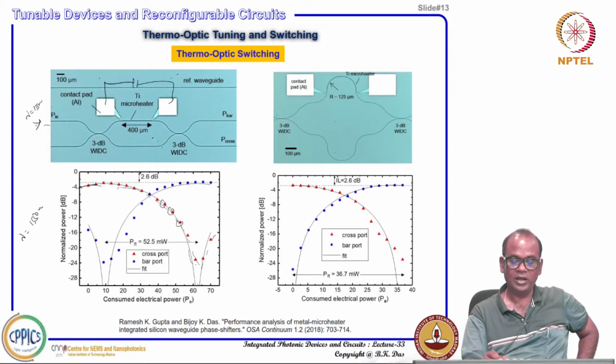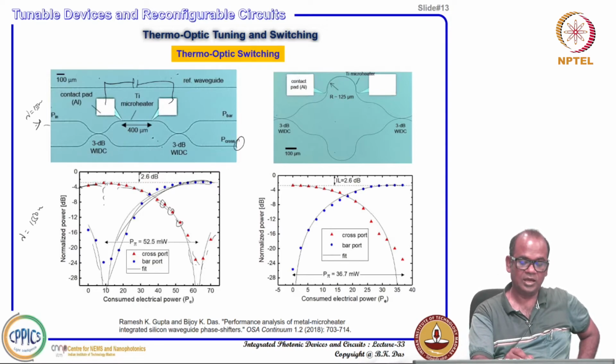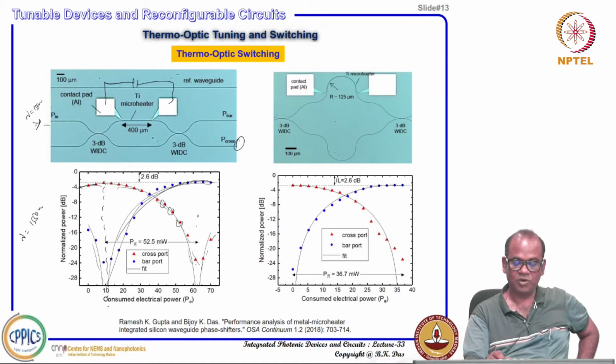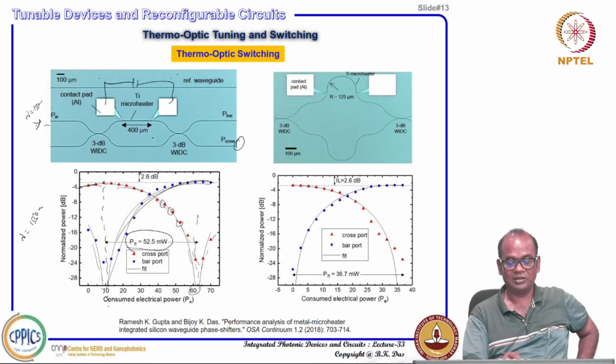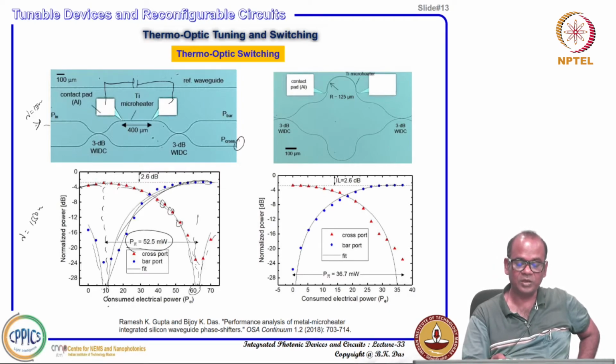At the same time, when it is dropped in the cross port here, you see that energy goes up in the bar port. This is the bar port result. So, somewhere here is the cross port maxima, and somewhere is the cross port minimum. If I subtract this power from this power, we find that about 52.5 milliwatt power is required, and that maxima to minima happens because of the pi phase shift. That means I can say that P pi equals 52.5 milliwatt.